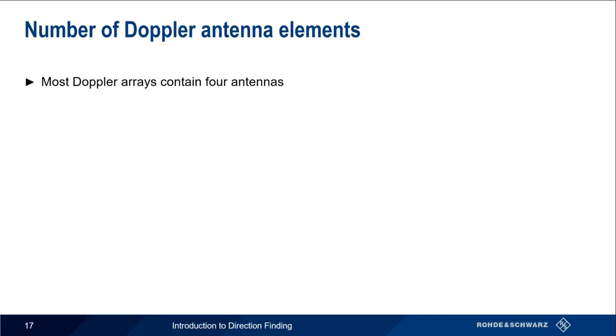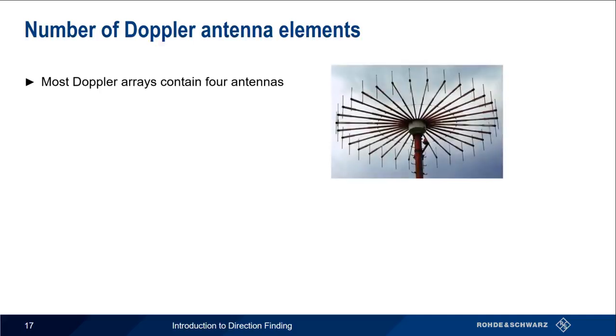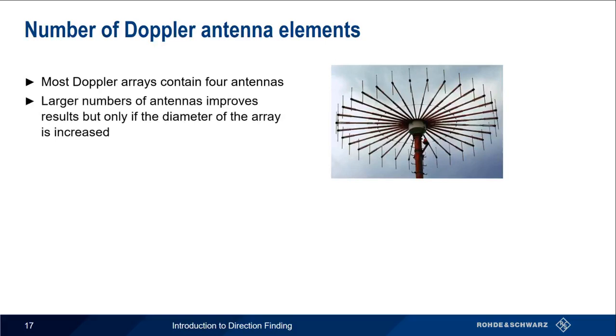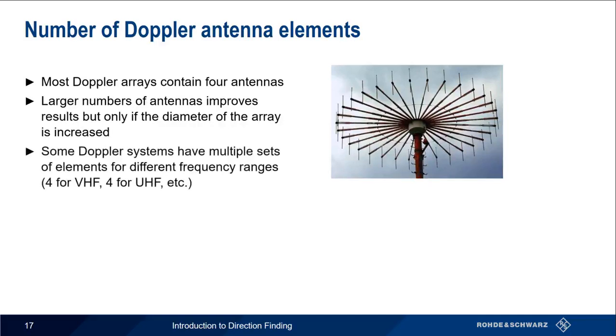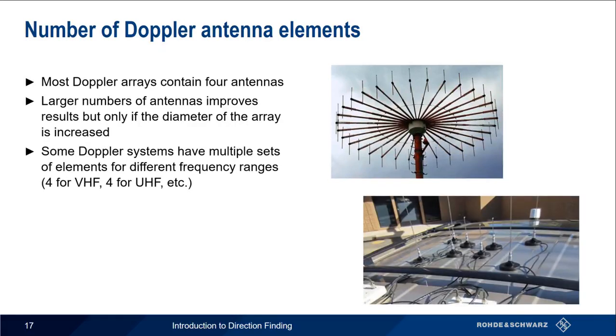It's possible to have Doppler DF antenna arrays with much larger numbers of antenna elements, the idea here being that our synthesized Doppler sine wave will be more accurate if we have more measurement points. It is true that larger numbers of antennas improves Doppler DF results, but this only applies if we also increase the diameter of the antenna array. It's also worth noting that some Doppler systems have multiple sets of antennas to cover wider frequency ranges. For example, the array shown in this picture has a total of 8 elements, but it's really just 2 arrays of 4 elements each. The longer antennas cover VHF, and the shorter antennas cover UHF.